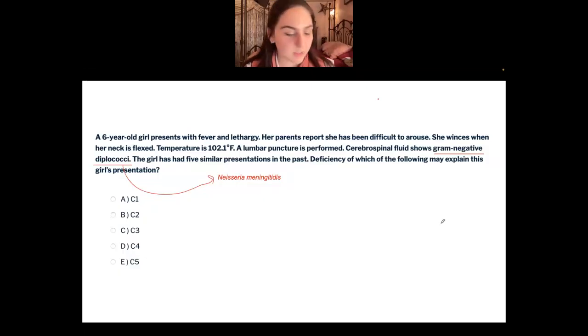Okay, I think most of you have answered. This is a classic example of why I like doing questions, because you guys are split 50-50 on this one, and it's good to see how they're going to present something. So this one is actually E. This is C5 deficiency. This is a late complement deficiency.